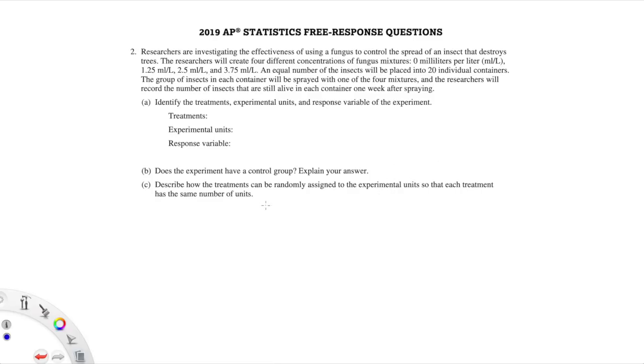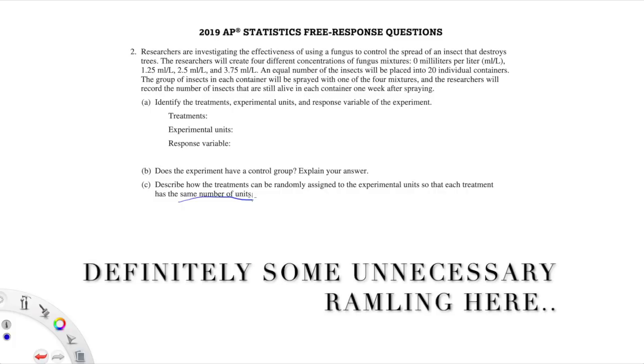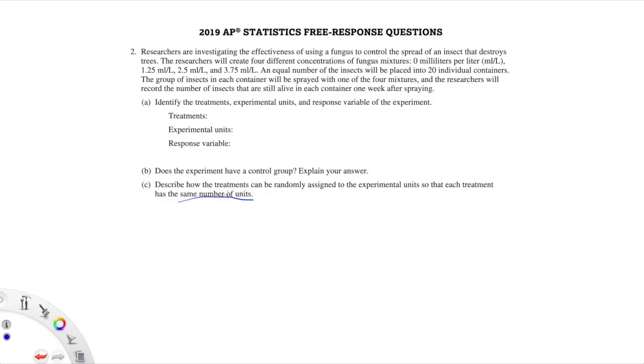And then the third part asks us to describe how the treatment can be randomly assigned to the experimental units so that each treatment has the same number of units. So that's really important. You can't just use a random number generator and say, if it's this number, then it'll be this treatment, because that might end up like flipping a coin. You might flip it 10 times and get 6 heads, you won't necessarily get 5. So you gotta make sure that each of the 4 treatments is evenly distributed amongst the 20 containers.